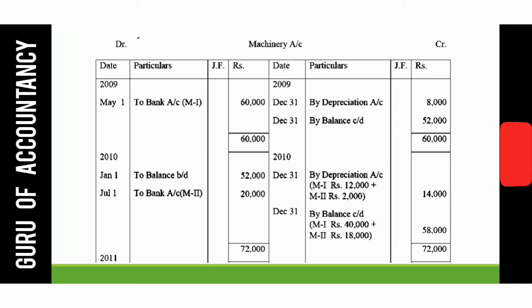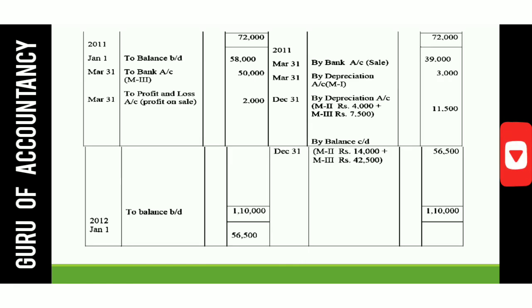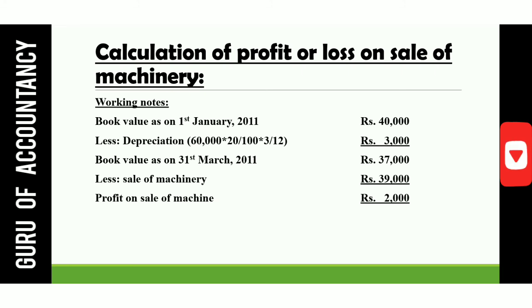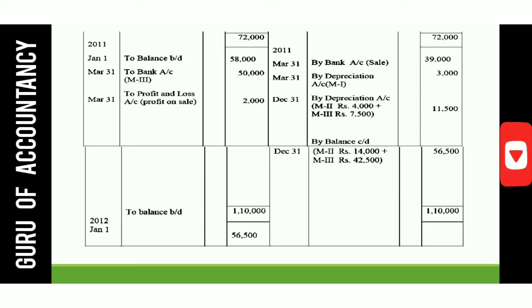Okay, then your third entry would be profit and loss account debit to depreciation. So that will be posted in the profit and loss account. But here it is not asked. Let us first see the machinery account.